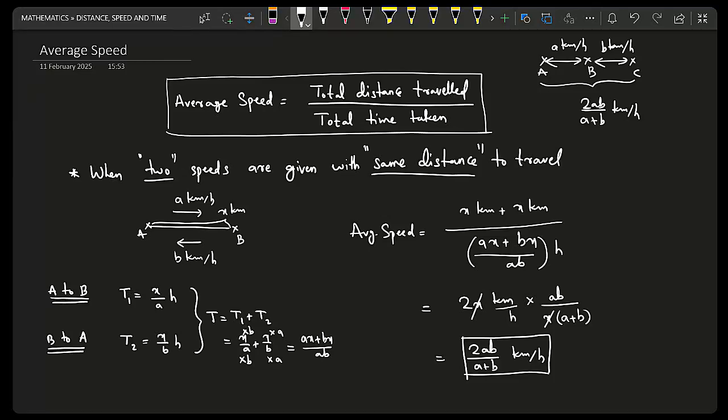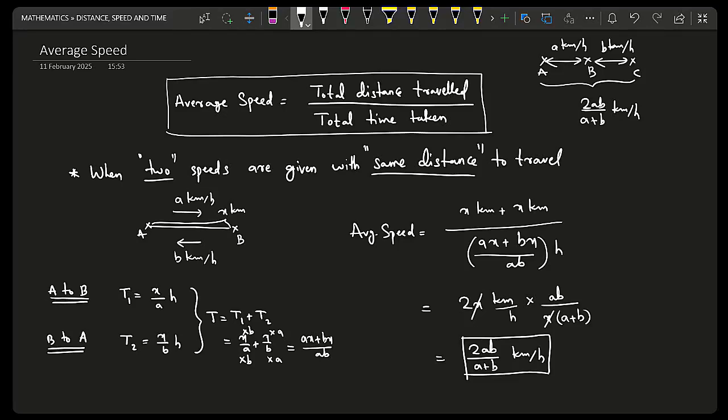Sir, I can't understand average speed. Average speed means, let us say that... Okay, let's take yours. Sir, ax plus bx by ab. I think that's the right side, right? x kilometers plus x kilometers, that one.